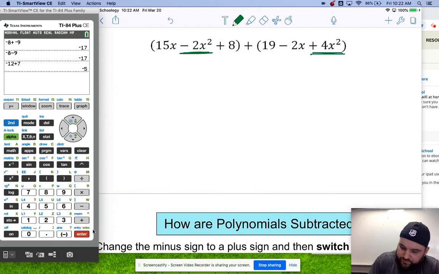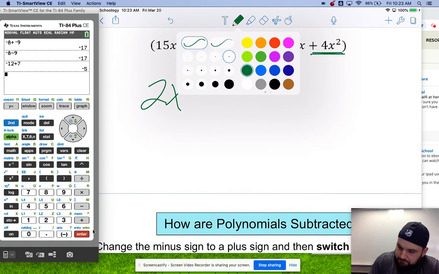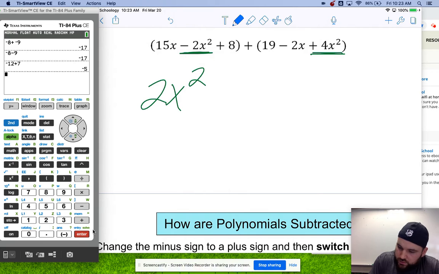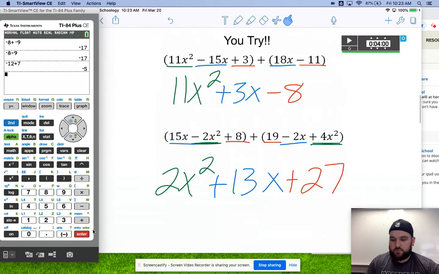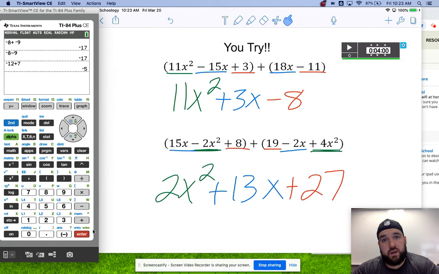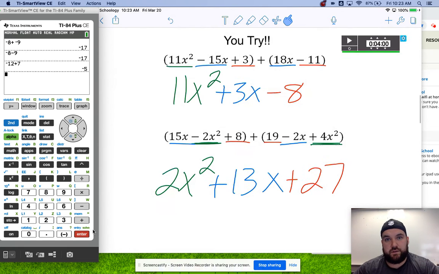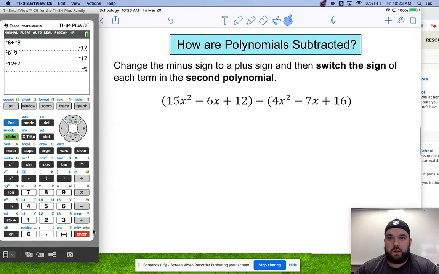Negative 2 plus 4 is going to give me positive 2, and then I keep x squared the same. 15x take away 2x is positive 13x. And finally, 8 and 19 added together makes 27. Okay, so hopefully those went well for you, and if not, again, we have practice and some teacher availability to help out.